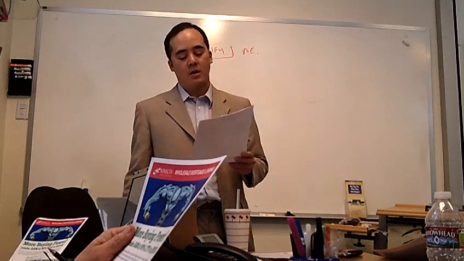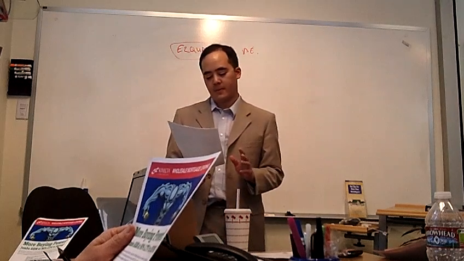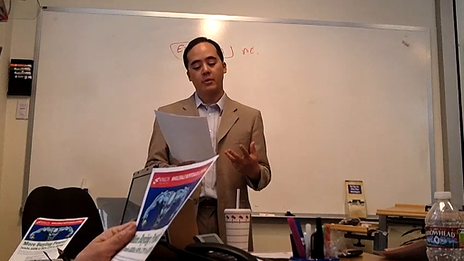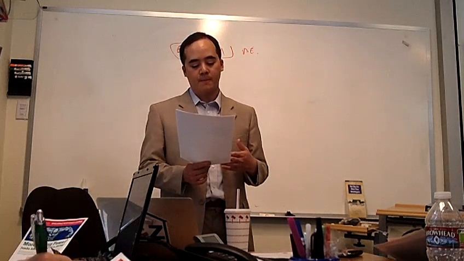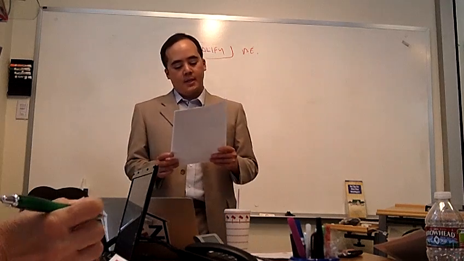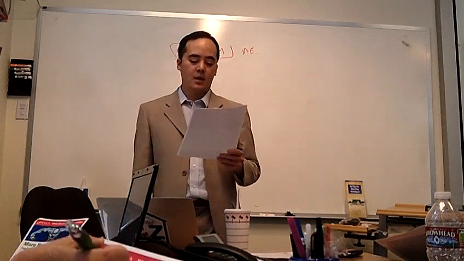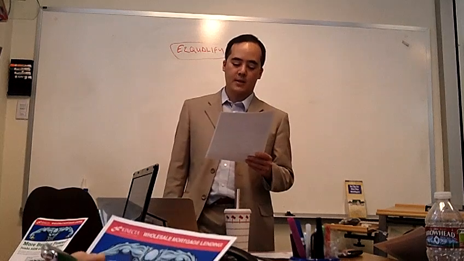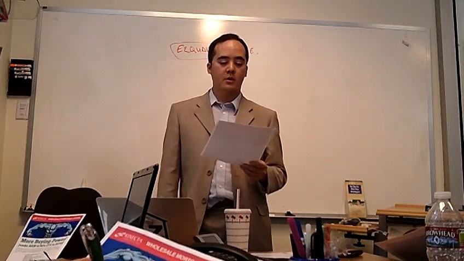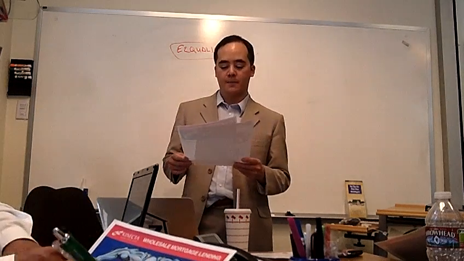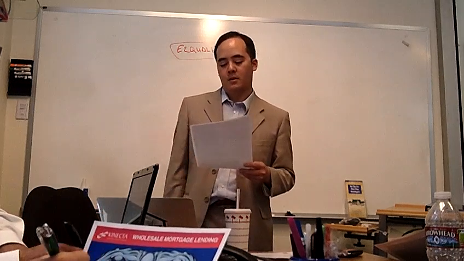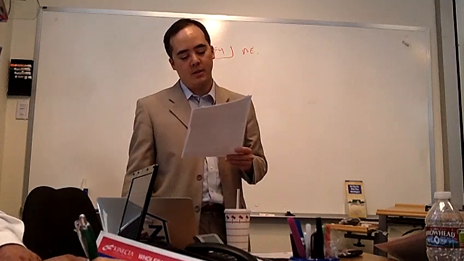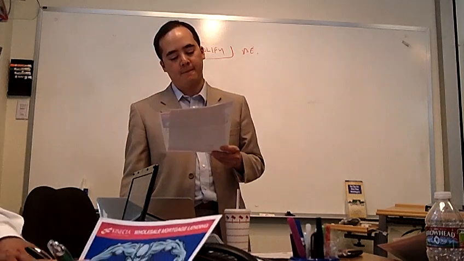All right, so here are the highlights of this program, in my three bullet points: jumbo ARM at 90% LTV, DTI up to 45, and loan amount 979. Those are the three things that I would highlight about this program. Jumbo ARM at 90% LTV, 979 loan limit, and maximum DTI 45.